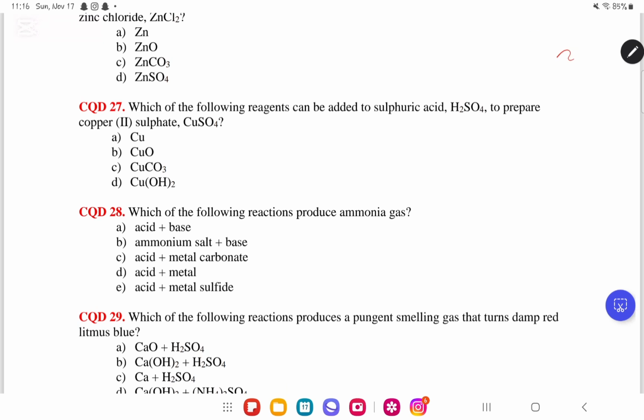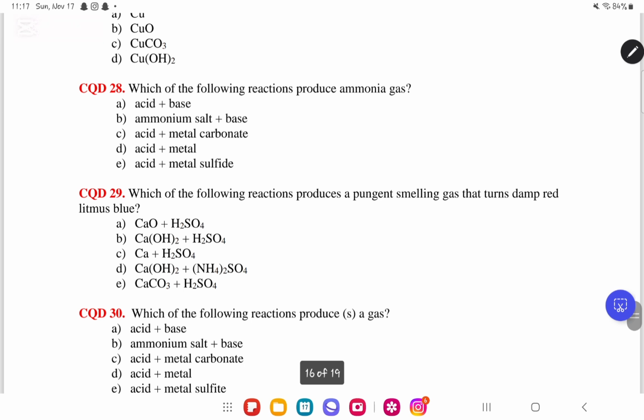Next, which of the following reagents can be added to sulfuric acid, H2SO4, to prepare copper sulfate, CuSO4? SO4 came from here. Copper came from this. But here is the thing. For copper and silver, you cannot use them in pure metal form because they will not react. So it has to be copper oxide, copper carbonate, copper hydroxide, you know, anything other than copper itself. So it's going to be B, C, and D.